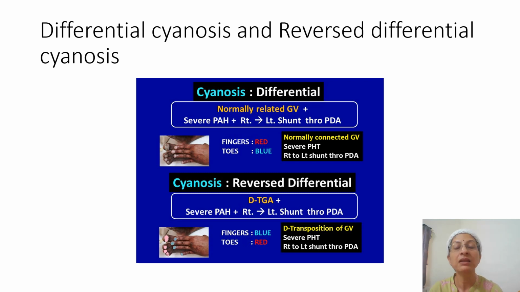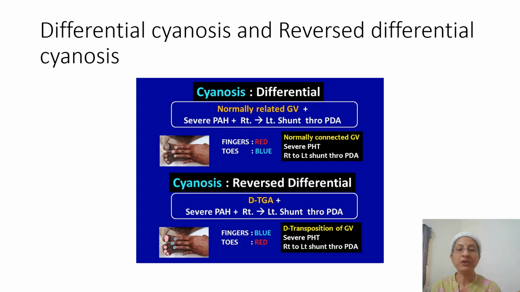The example which is given is when there are normally related great vessels, that is, the aorta is arising from the left ventricle and the pulmonary artery is arising from the right ventricle. So normally related great vessels. In addition to this, there is severe pulmonary arterial hypertension, and there is a right to left shunt through PDA.